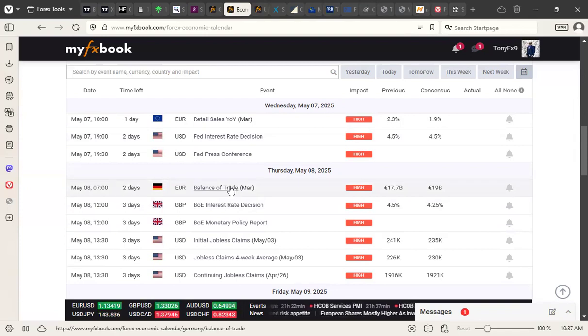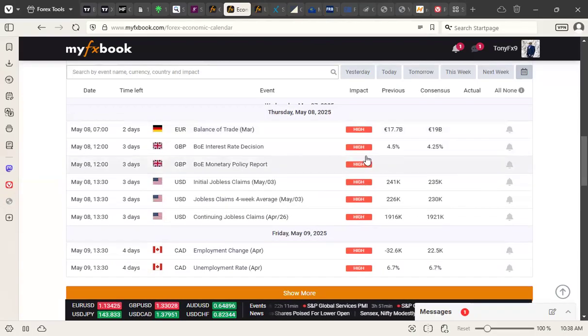So on Thursday, we have the early morning London session balance of trade. This is total exports minus total imports. Over here, they say the figure is 19 billion, before it was 17.7 billion. So if you see a figure higher than 19 billion, it is good for Euro, buys for Euro. A figure lower than 19 billion is bad for Euro, sells for Euro.